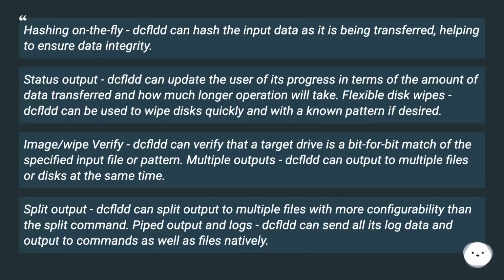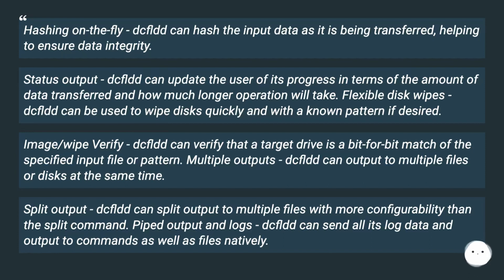Hashing on the fly. Dcfldd can hash the input data as it is being transferred, helping to ensure data integrity. Status output. Dcfldd can update the user of its progress in terms of the amount of data transferred and how much longer operation will take. Flexible disk wipes. Dcfldd can be used to wipe disks quickly and with a known pattern if desired. Image/wipe verify. Dcfldd can verify that a target drive is a bit-for-bit match of the specified input file or pattern.